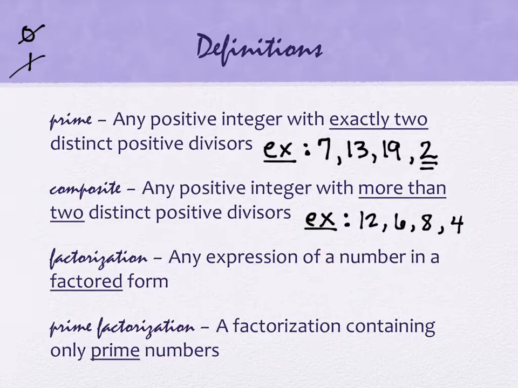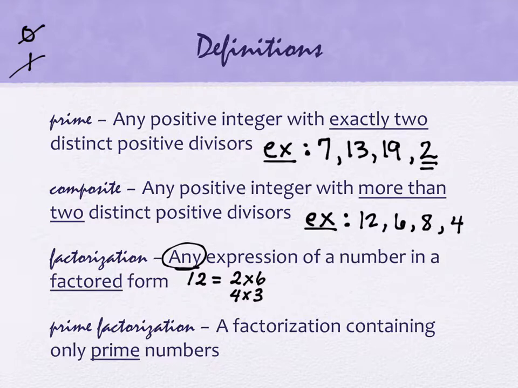Good job. Factorization is any expression of a number in factored form. So for example, if we took 12 and wrote it as 2 times 6, that's one factorization. If I wrote it as 4 times 3, that's another factorization, but these are both factorizations, because it says it's any expression in factored form. It doesn't have to say completely factored down in primes, okay? Just factored, broken down.